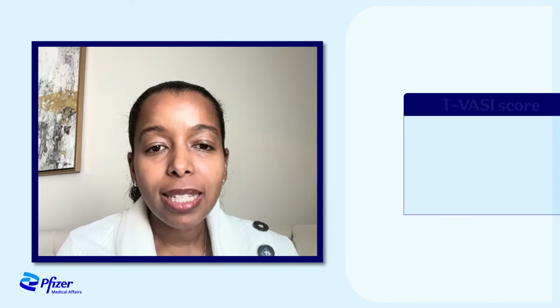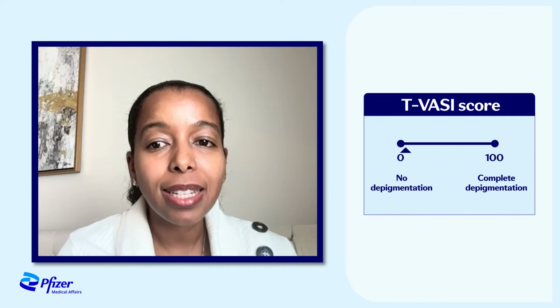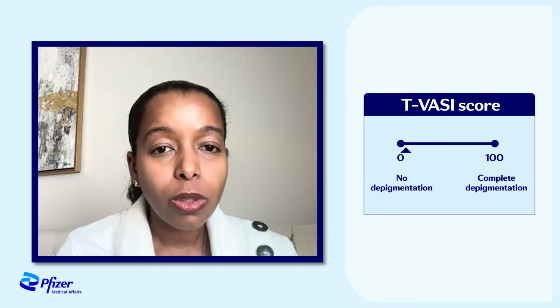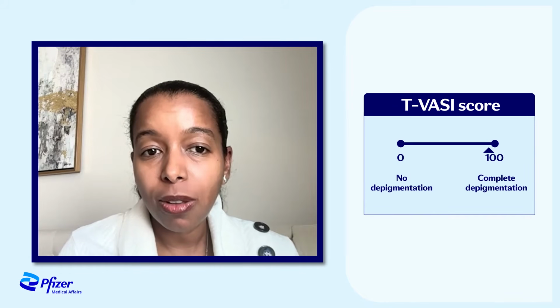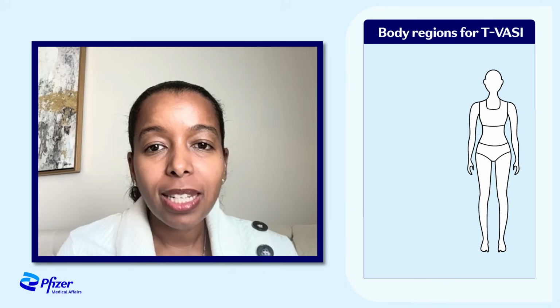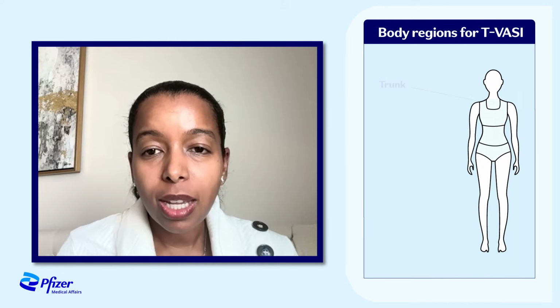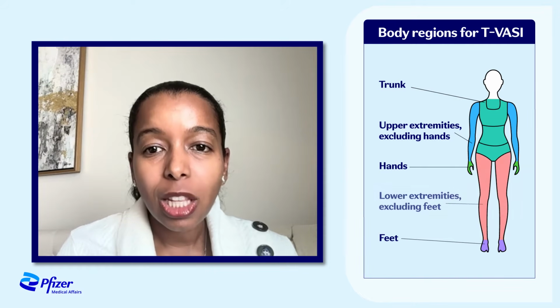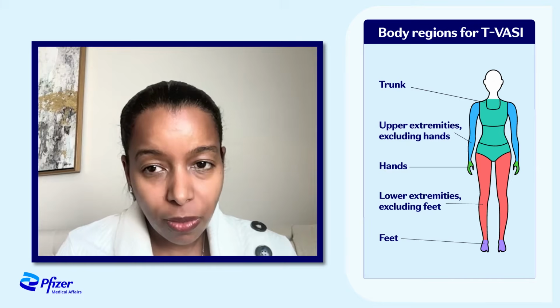Now, T-VASI is a validated tool used by clinicians to quantify the extent and severity of vitiligo across the body. Scores range from 0 to 100, where 100 indicates complete depigmentation of the body. When calculating T-VASI, the body is divided into 5 regions: the trunk, the hands, the upper extremities excluding hands, the feet, and lastly, the lower extremities excluding the feet.